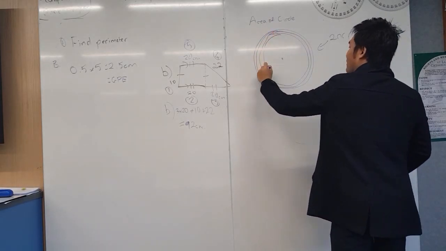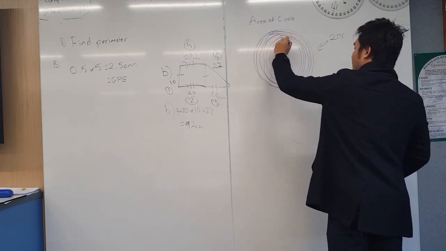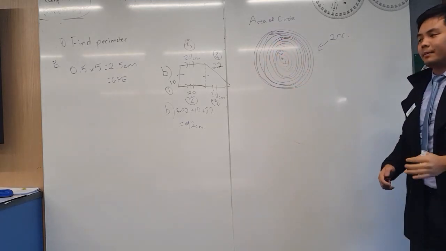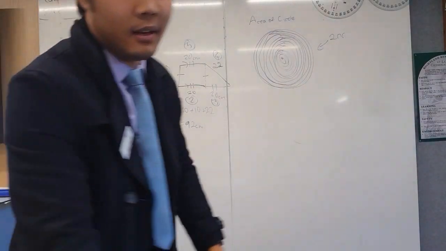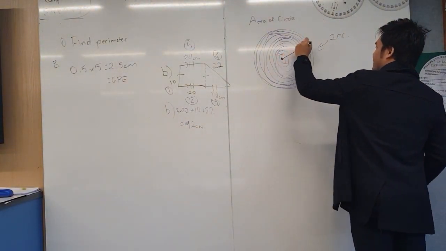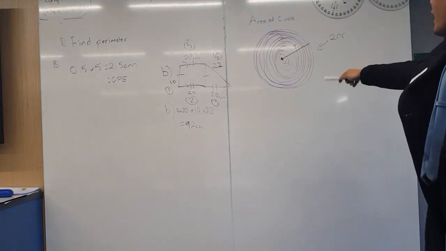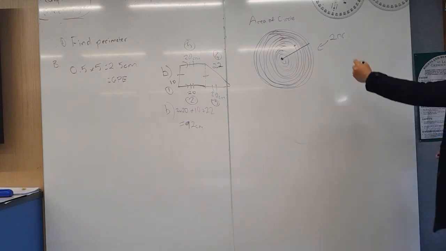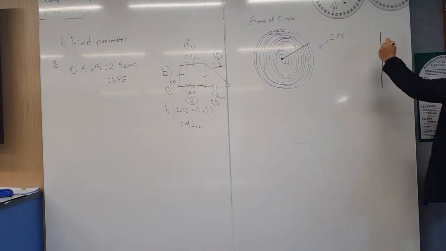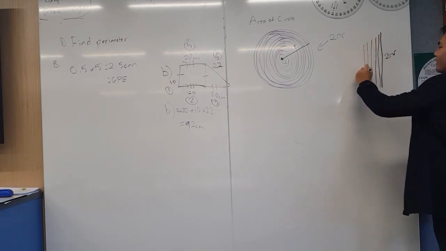So imagine there's millions of circles, right? And then I'm going to cut a line across here. So that's the radius, right? The biggest circle on the outside is the circumference. That will be equal to 2 pi r. The next biggest circle will be there, the next biggest one will be there, the next biggest one will be there. It keeps on going.